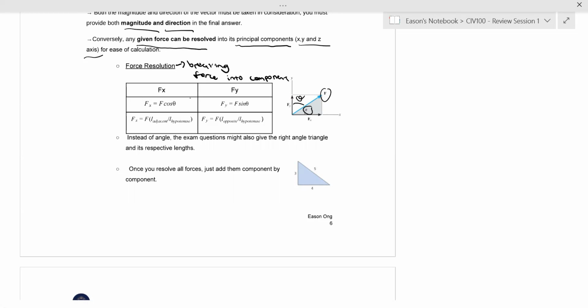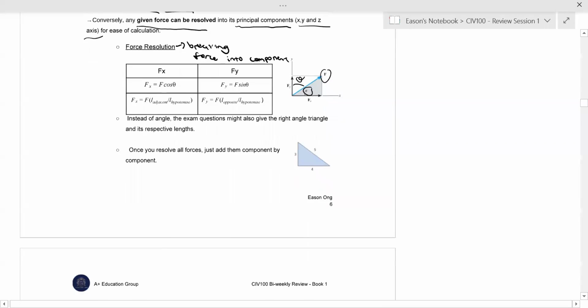So you shouldn't memorize that Fx is always F cosine theta and Fy is always F sine theta. It's not always true because that can change depending on where your angle is given. Because this is 90 degrees, if I'm given the angle between F and Fy, I can always find the angle between F and Fx. But you shouldn't just memorize that. All of this comes from the sine, cosine, and tangent equations that we dealt with just now. It's just a natural rearrangement of your sine, cosine, and tangent.